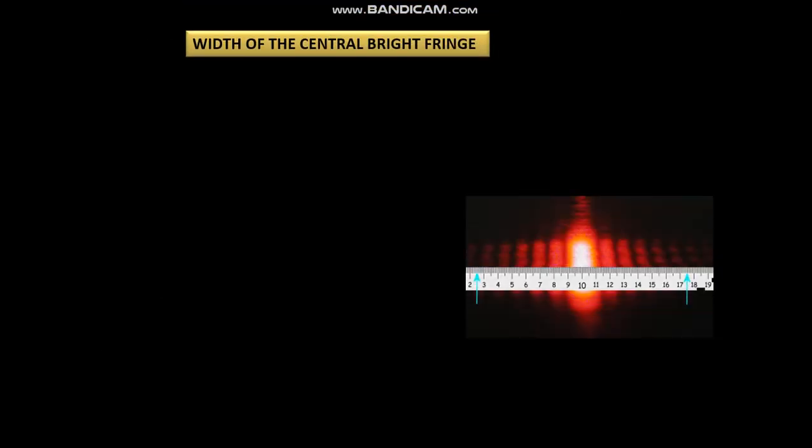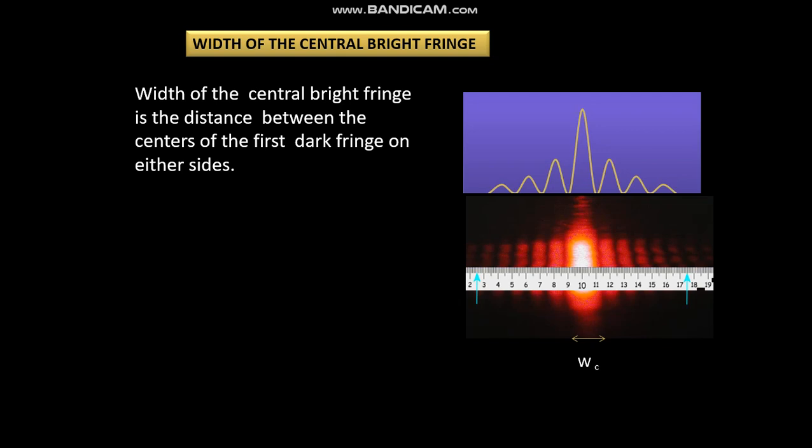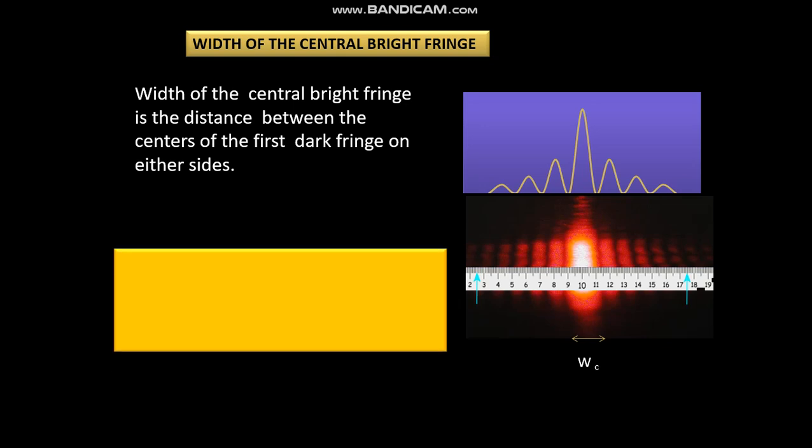Width of the central bright fringe. So let's see how to measure the width of the central fringe. Width of the central fringe is nothing but the distance between the centers of the first dark fringe on either side. So we have the width of the central bright fringe WC is equal to 2y1(d), that is 2W, that is 2λD upon a.